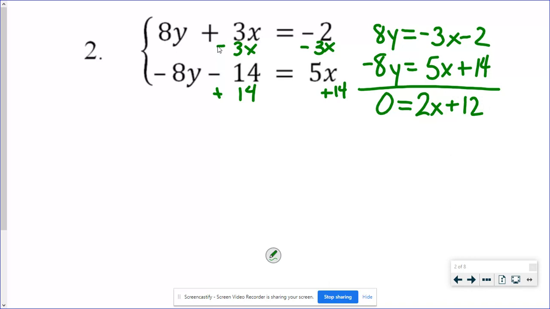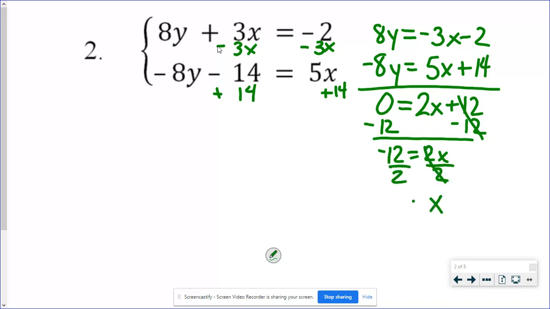Now, don't get intimidated by that 0. And also, don't just try to divide by 2 right now. We have to move the 12. Negative 12 equals 2x. And then divide. X is negative 6. Now, I want to find the y.